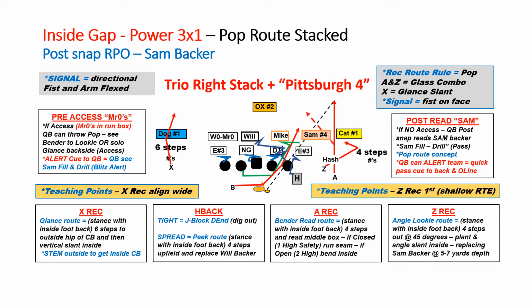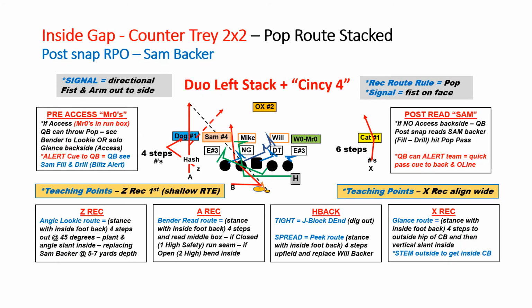Here it is out of 3x1. We could have done this with a shift called by the H. Again, we're going to get our pop route. Same thing, Z is going to go first, running the angle lookie route, 4 steps, and the A comes right off of it, running his bender. X, normal split, glance on the outside. Here it is with counter Trey. Everything stays the same. Z goes first, angle lookie, A behind with the bender, X normal split, glance route.